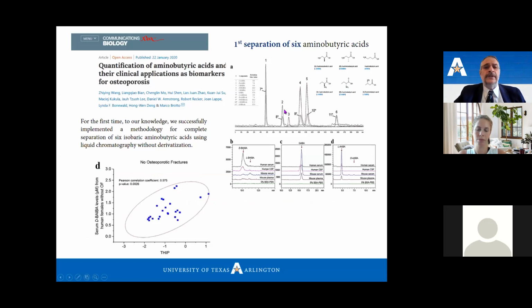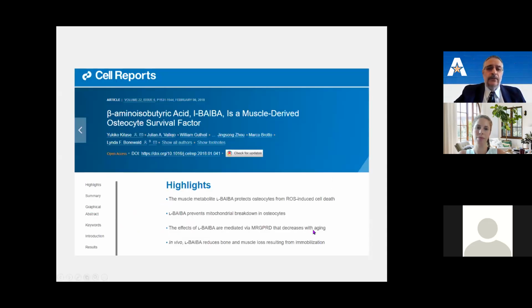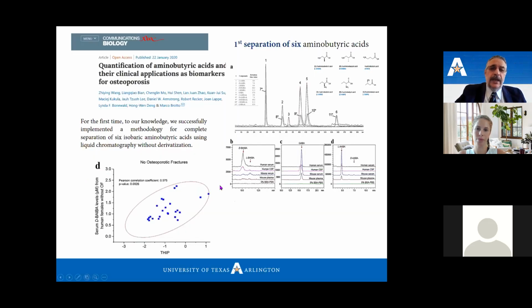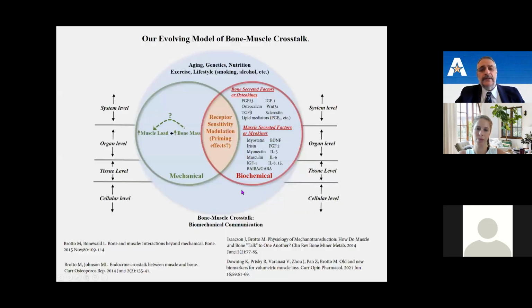And what we did, we developed for the first time a metabolomics method in our center here at UTA. And look, we were able to show a very strong association in humans of bone mineral density and BAIBA levels. Again, that is the application of what you're seeing in animals to these human studies.